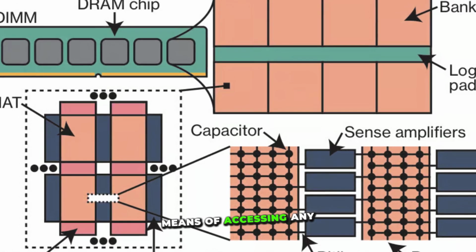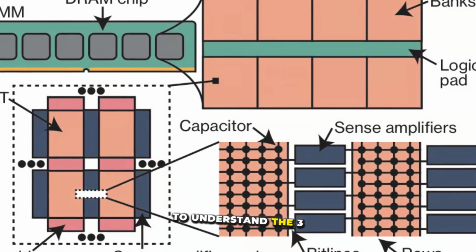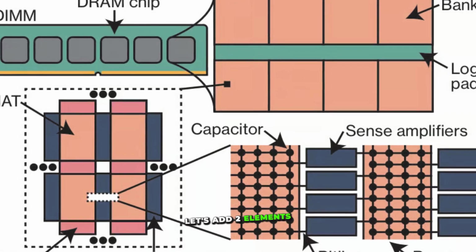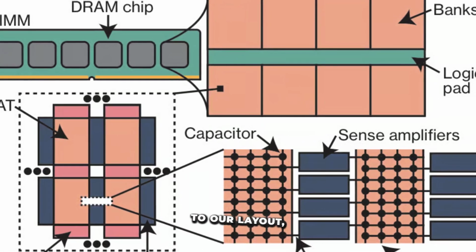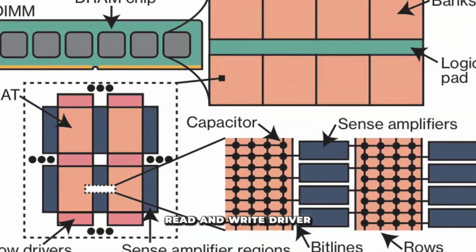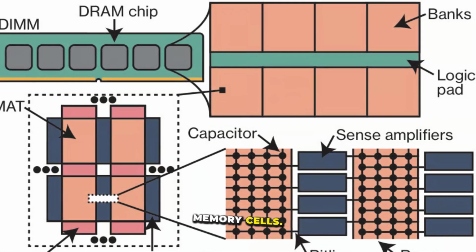We now have the means of accessing any memory cell in this massive array. However, to understand the 3 basic operations, reading, writing, and refreshing, let's add 2 elements to our layout, a sense amplifier at the bottom of each bit line and a read and write driver outside of the column multiplexer. Let's look at reading from a group of memory cells.